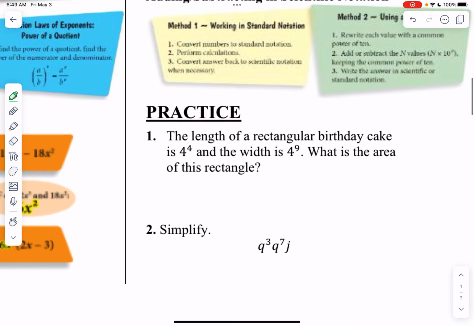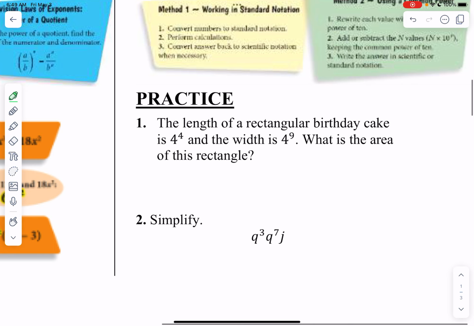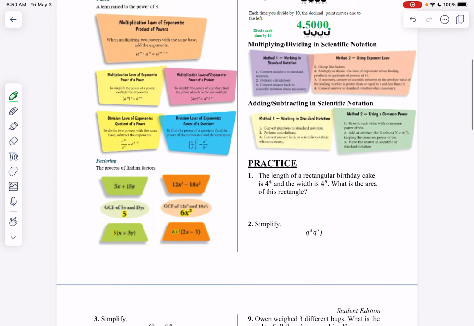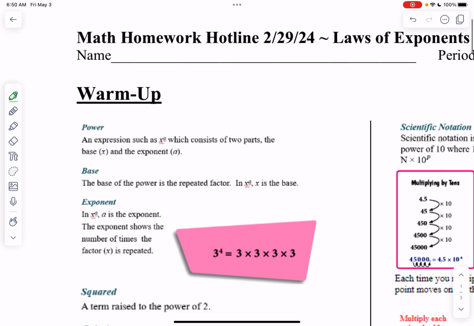With number one. Number one says the length of a rectangular birthday cake is 4 to the power of 4 and the width is 4 to the power of 9. What is the area of this rectangle? So quickly, so we can talk about exponents.